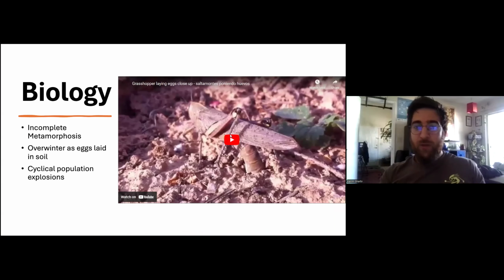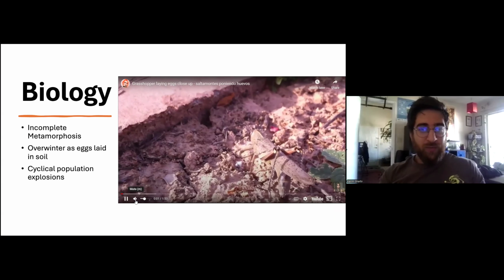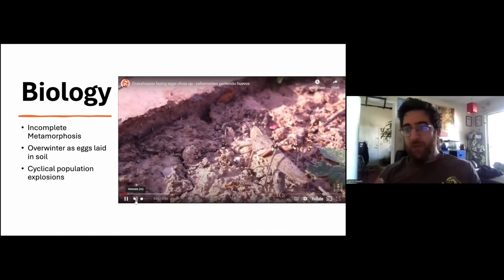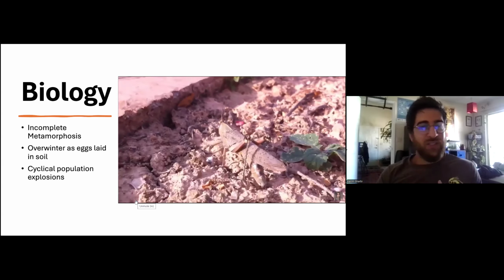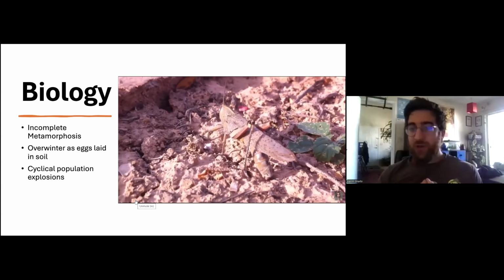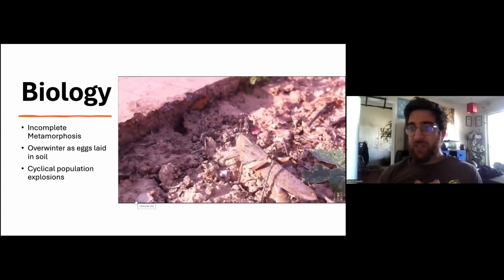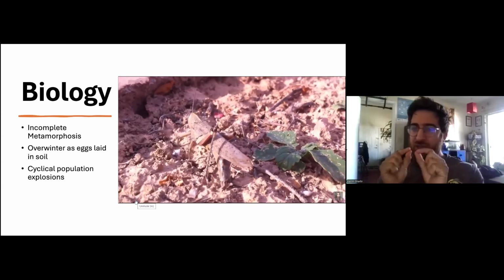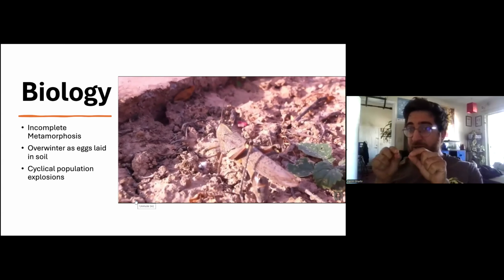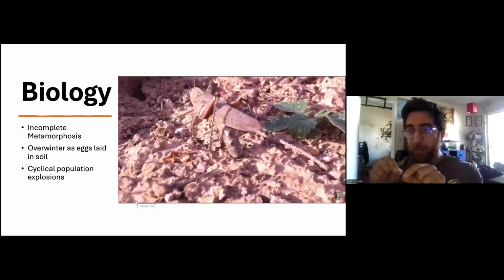I want to talk a bit about grasshopper biology. Grasshoppers, as you probably know, undergo incomplete metamorphosis. The babies are just smaller versions of the adults. This video that I'm playing shows their egg-laying behavior. They lay their eggs in soil, and their abdomen actually has two sharp appendages on the end that are for digging. They literally dig into the soil, which you can kind of see happening here.